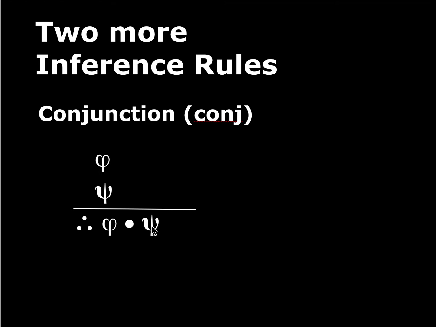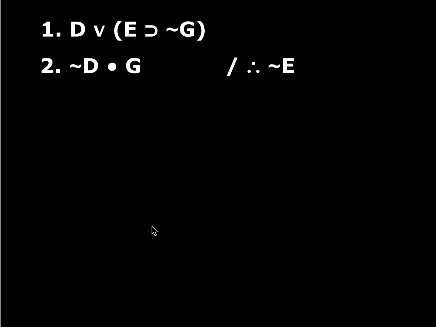Okay, so now we've got all 6 rules. We've got modus ponens, modus tollens, disjunctive syllogism, disjunction introduction, conjunction, and simplification. The way you can remember these is that 2 of them deal with conditionals, modus ponens and modus tollens. 2 of them deal with disjunctions, disjunction introduction and disjunctive syllogism. And 2 of them deal with conjunctions, simplification and conjunction. Okay, let's do some proofs.